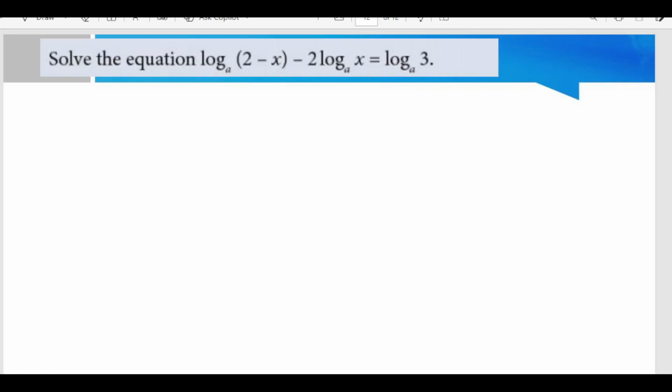In today's challenge, we have a question from logarithms. You can see we have a logarithmic equation here and we need to solve it, meaning we are looking for the value of x. So we will do everything step by step.